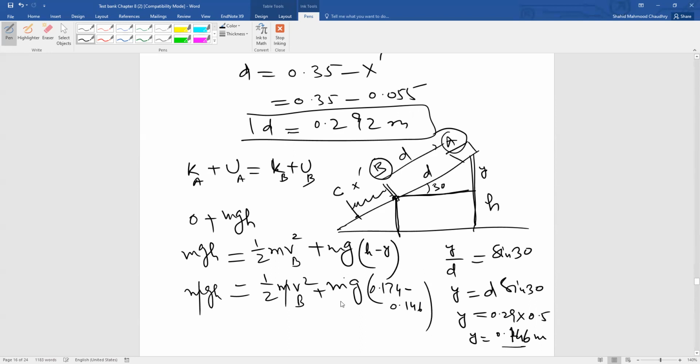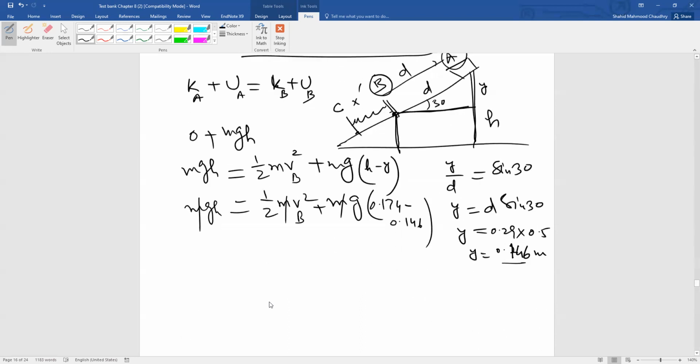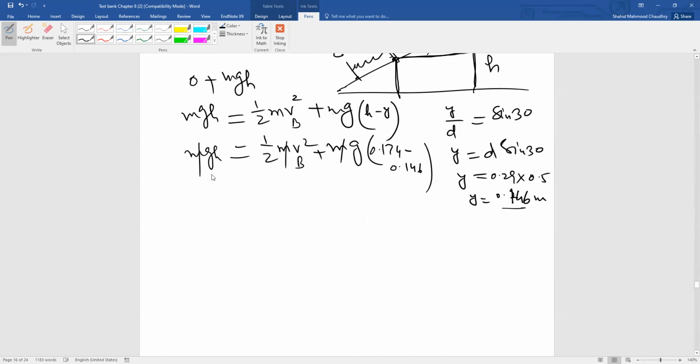Here M is cancelled throughout. So we can solve this one. G is 9.8, so 9.8 into H, where H value is 0.174, equals 1 over 2 VB square plus 9.8 into (h minus y). Now you can solve this one yourself with the help of a calculator. If you need, I try to solve this one. This is 0.174 minus 0.146, so the answer is 0.028.